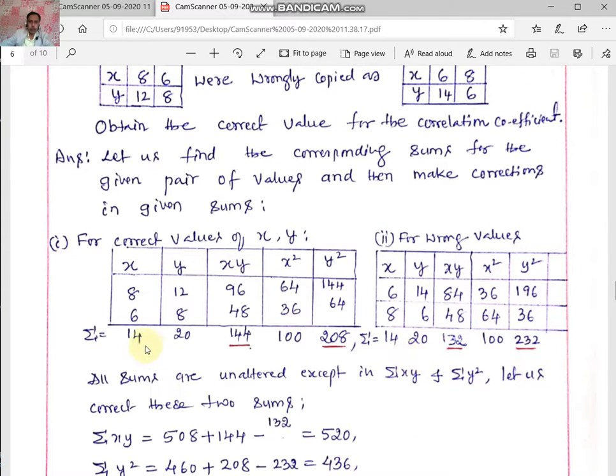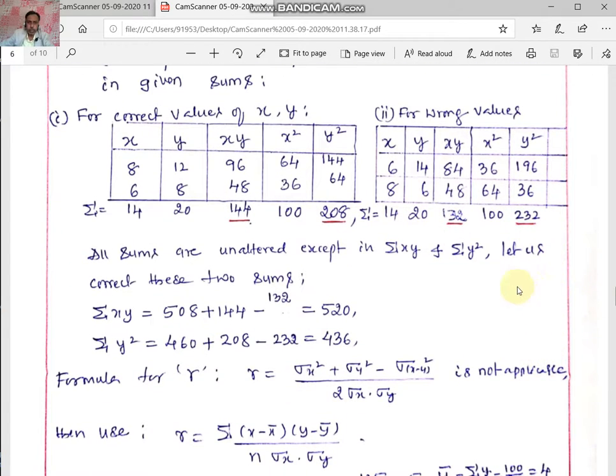We can observe sigma x is the same here. In the correct values sigma x is 14, and in the wrong values also sigma x is 14. There is no change. Sigma y is also the same, 20 and 20. The only change that appears is in the product xy and their sum sigma xy, which is 144 here and 132 here. That is, there is a difference. And sigma x square is the same again here and here. Sigma y square is 208 here, but sigma y square is 232 here. So the difference is appearing in sigma xy and sigma y square.